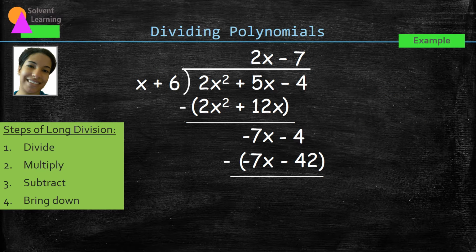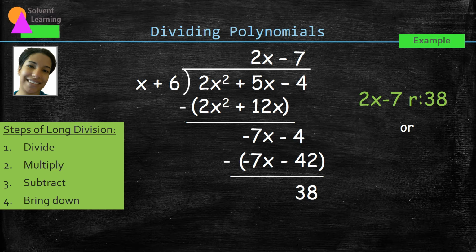Now we can subtract. Negative 7x minus negative 7x is the same as saying negative 7x plus 7x, giving us 0. We don't have to write it in. And then we move to the constant terms, and we have negative 4 minus negative 42, which is the same as negative 4 plus 42. Remember that subtracting a negative term is the same as adding that term. So this will give us a positive 38. So our answer is 2x minus 7 with a remainder of 38.